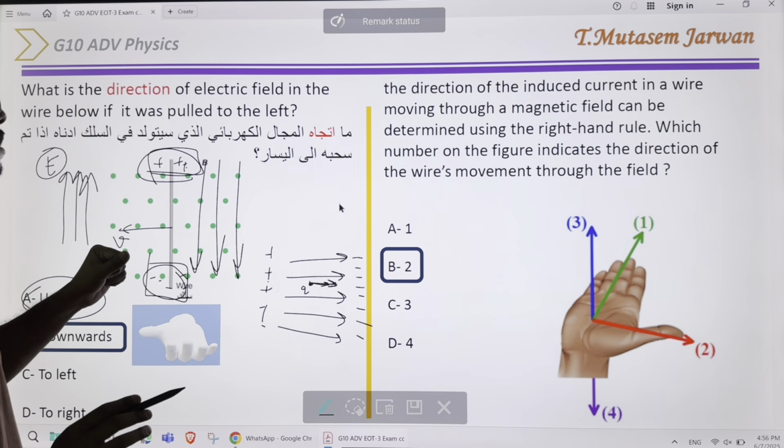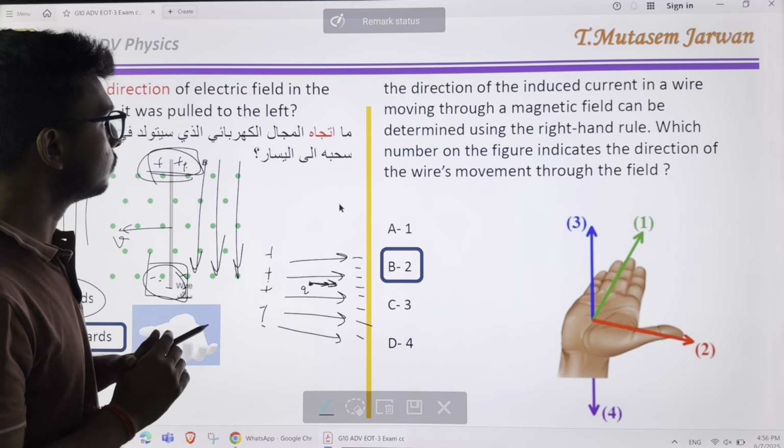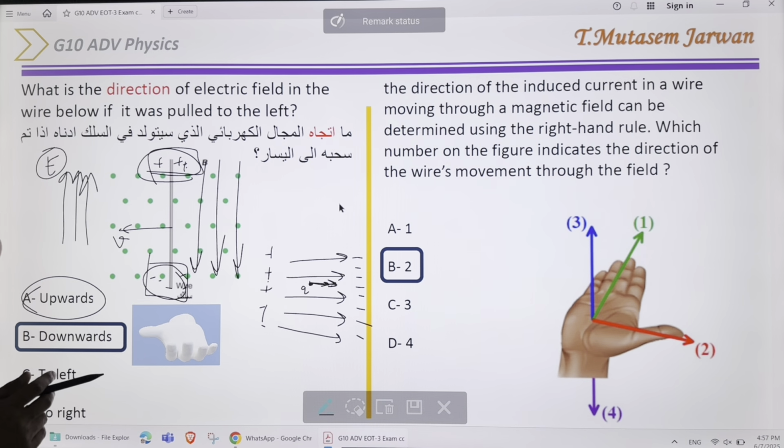Maybe they are considering a situation which is after the settlement of the charges, or the electric field generated because of the charges in the wire.